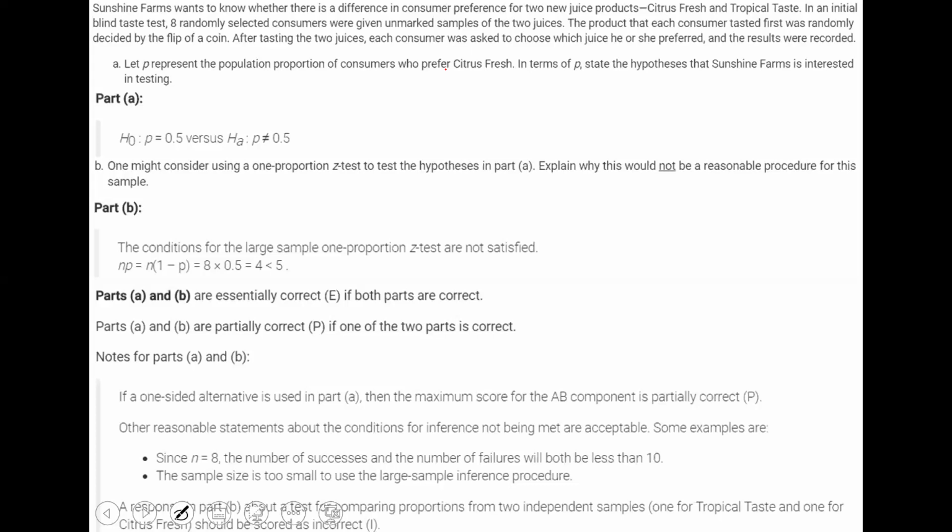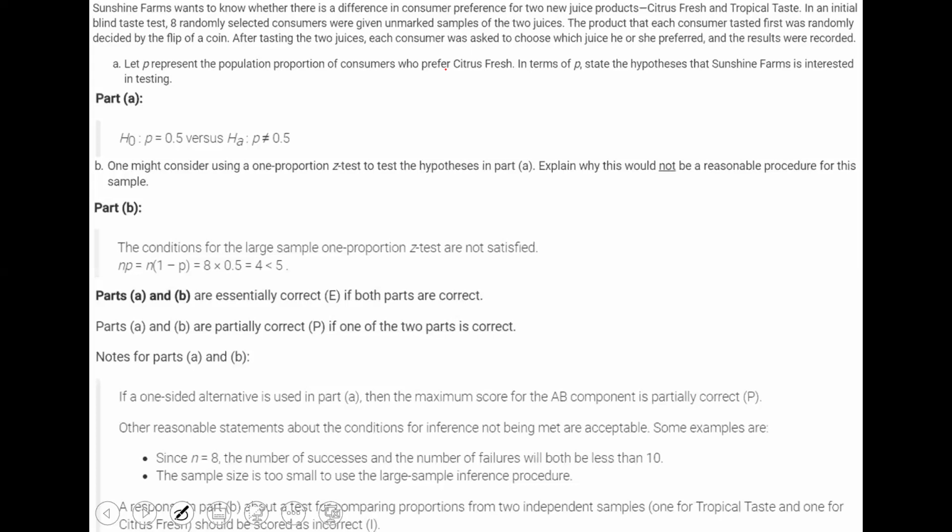And if there was a difference, right? If the population prefers Citrus Fresh or not, well, we know that it wouldn't be 50%, right? And so part B. One might consider using a one proportion Z test to test the hypothesis in part A. Explain why this would not be a reasonable procedure for this sample. Okay, so why wouldn't it be reasonable?